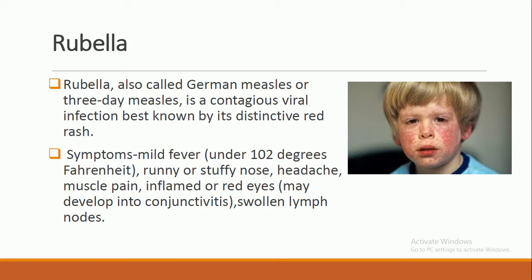However, rubella is caused by a different virus than measles, and is neither as infectious nor usually as severe as measles. Symptoms: mild fever under 100 degrees Fahrenheit, runny or stuffy nose, headache, muscle pain, inflamed or red eyes that may develop into conjunctivitis, swollen lymph nodes.